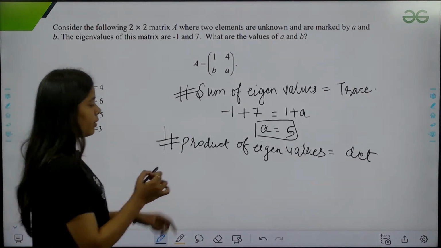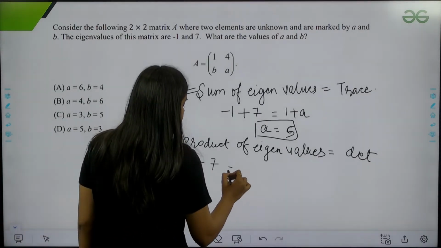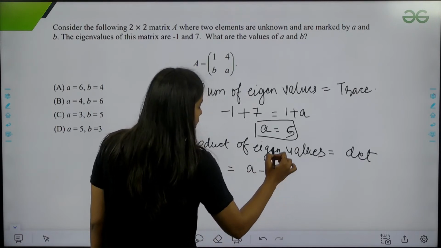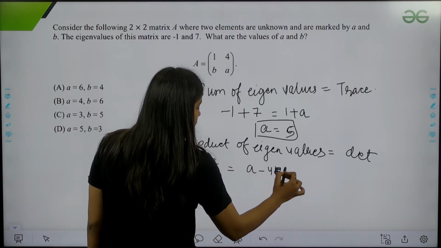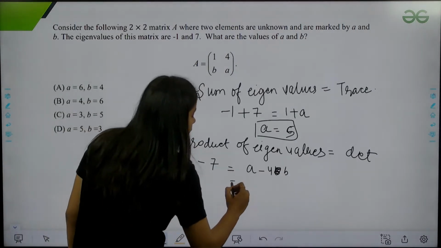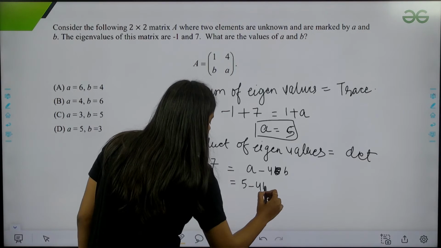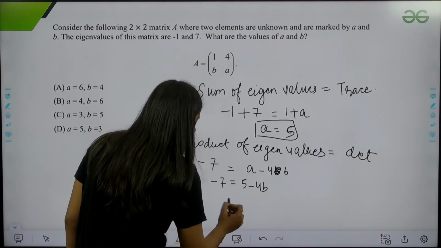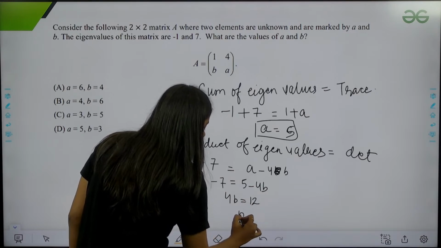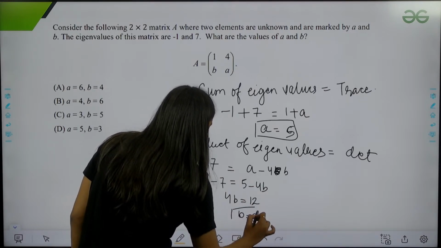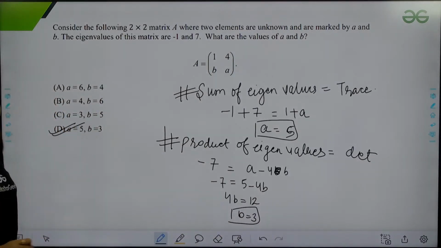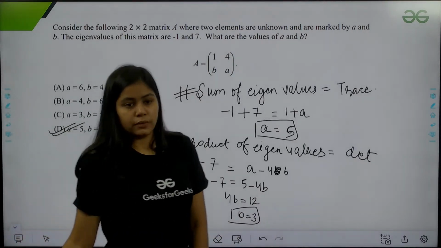The product of eigenvalues will be minus 7, and the determinant is A minus 4B, where I can put the value for A. What would I get? 5 minus 4B equals minus 7. I'll solve this: 4B is equal to 7 plus 5, 12. So from here I'll get B is equal to 3. So A is 5, B is 3. Which option matches? Option D matches my answer. So here D is the correct option.